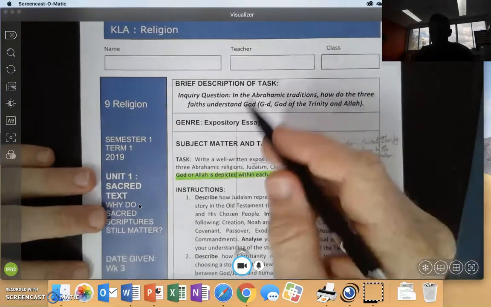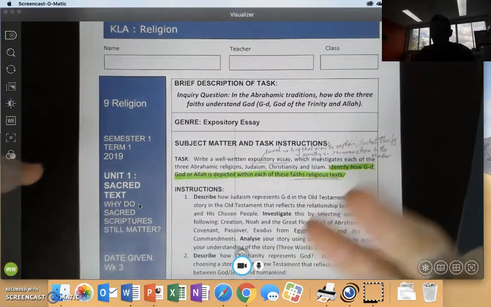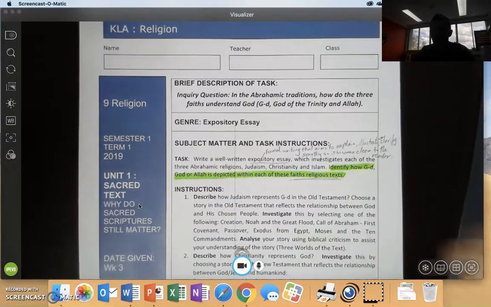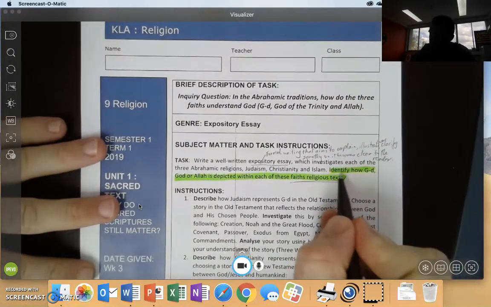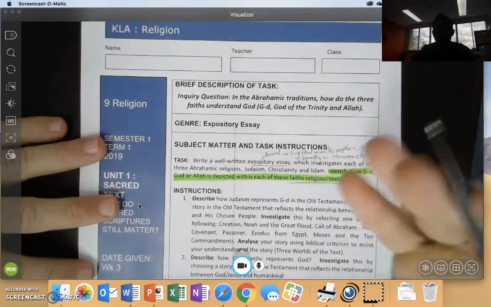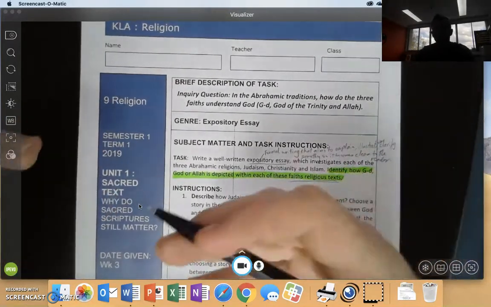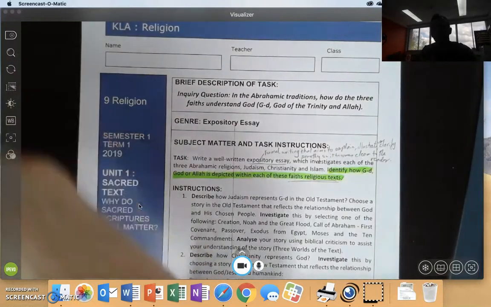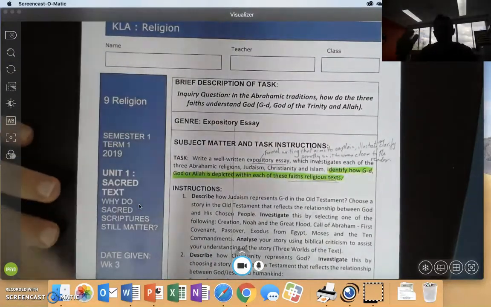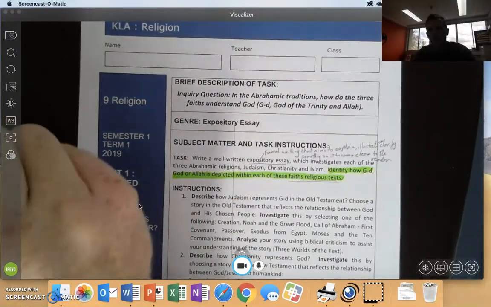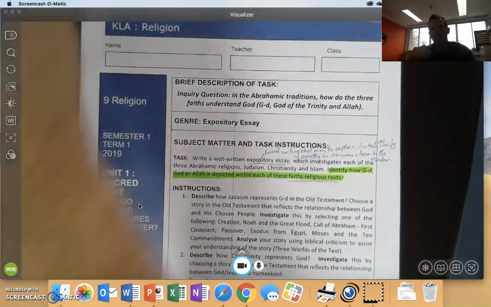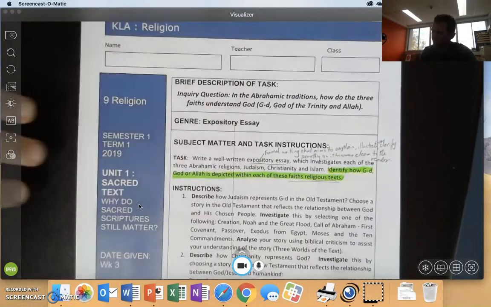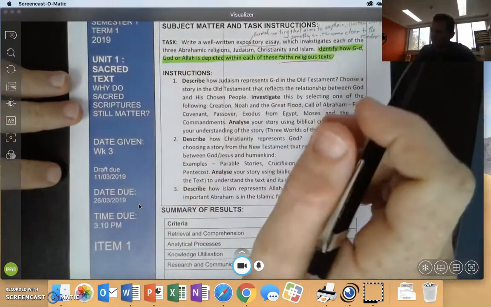An expository essay is formal writing that aims to explain, illustrate, or clarify something so that it's clear to the reader. We want to do this in a way that your audience can read it and go, oh, that's pretty clear how the Jewish faith understand God based on their text. Oh, that's how Christians do it. Oh, that's how Muslims do it. So you want to be clear.